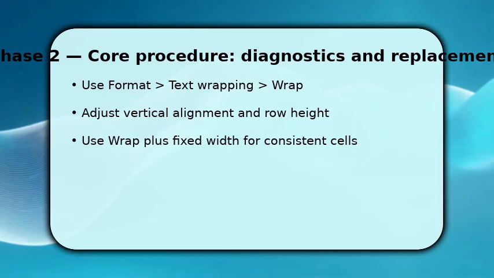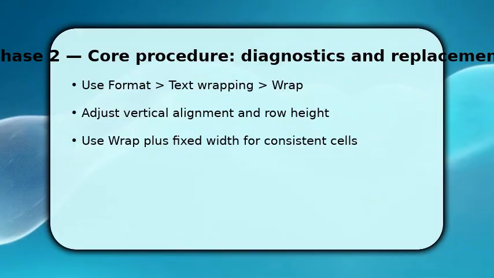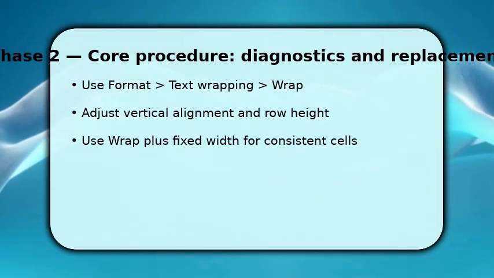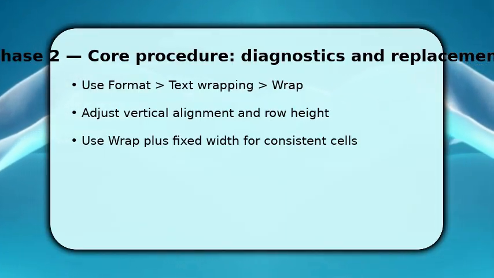Right-click row number and choose Resize Row. Make sure vertical alignment is top or middle so wrapped lines read naturally. If you prefer fixed layout, set column width and then wrap. That combination stops overflow while keeping your grid tidy.